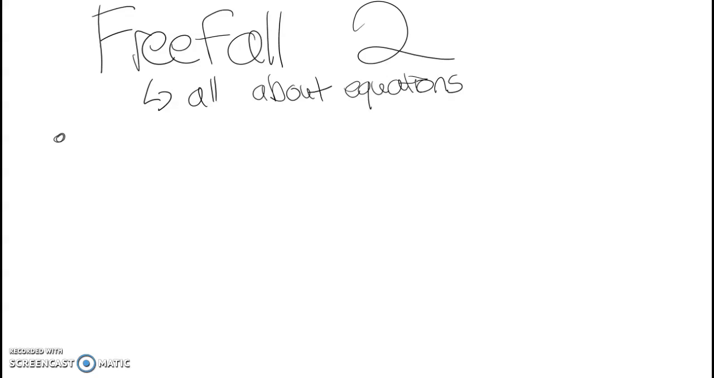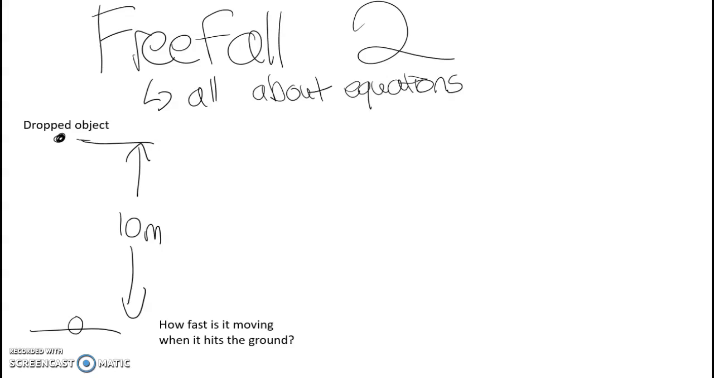Let's say we had an object and it started at a certain height, and let's say it falls down to the ground and it's maybe 10 meters high. And we want to know how fast is it moving when it gets here. So how fast is it moving when it hits the ground? Now, one way to think about this would be, let's say this is real life and we can time how long it's in the air for.